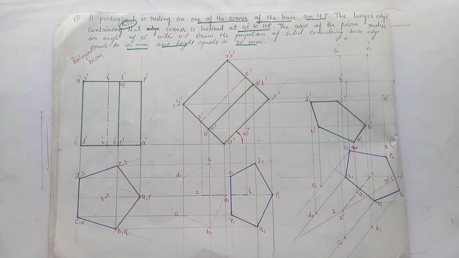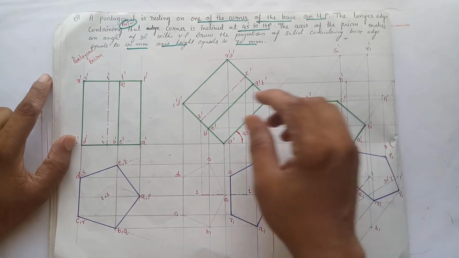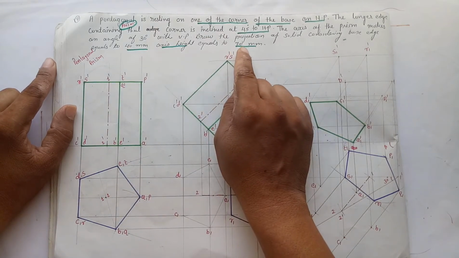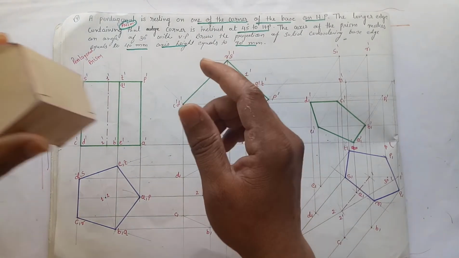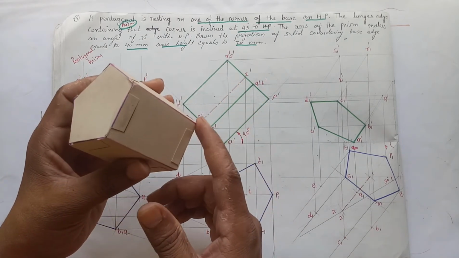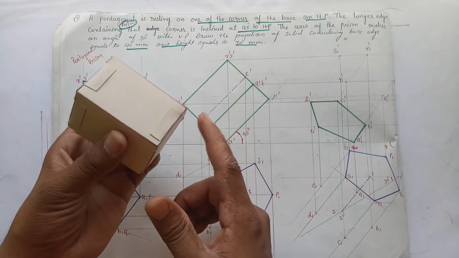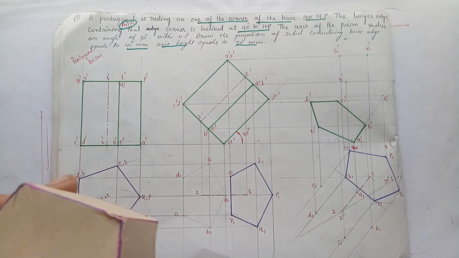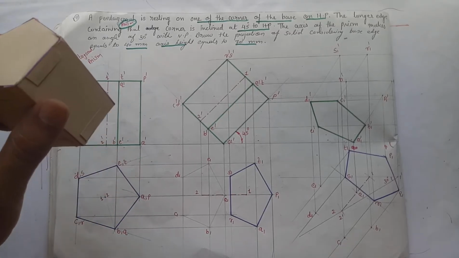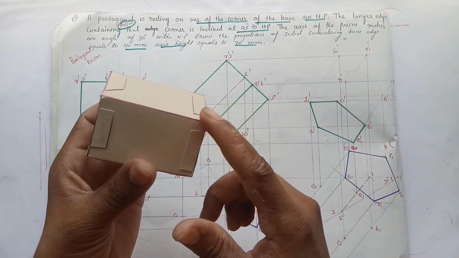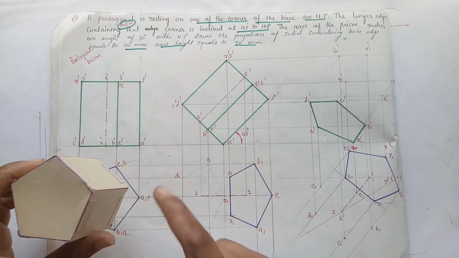So now we have to draw the plan and elevation in the first stage, and here the data is given. The pentagonal prism base length is 40 mm, axis height 70 mm, and it is resting on its base corner on HP. Let us say that this is the top face and this is the base of the prism. Sorry, not base edge, it is resting on its base corner on HP.